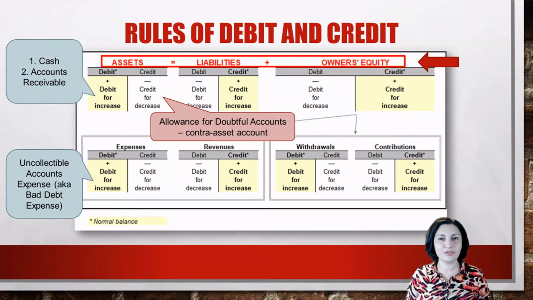Cash and accounts receivable are asset accounts and are increased by debit and decreased by credit. Uncollectible accounts expense, also known as bad debt expense, is an expense account and is increased by debit and decreased by credit. The allowance for doubtful accounts is a contra-asset account. It is increased by credit and decreased by debit. And just a quick reminder, expenses decrease owner's equity and revenues increase owner's equity.